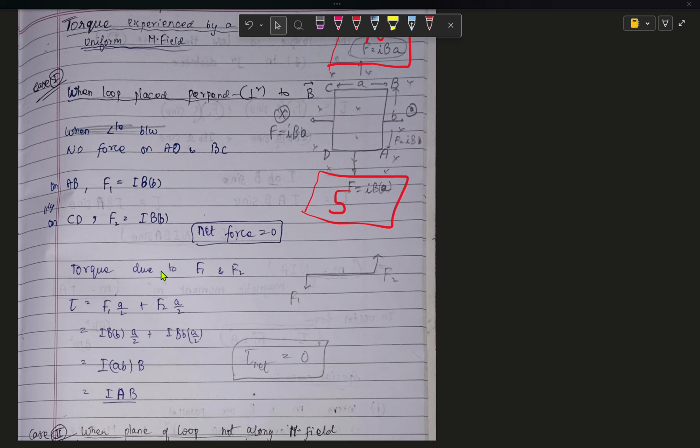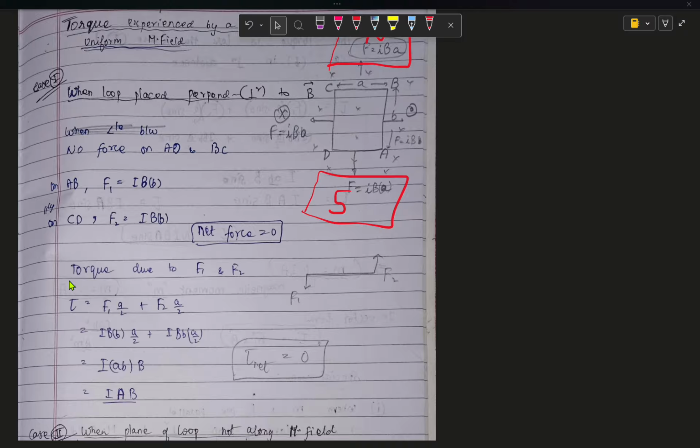But if any force is acting like this, and any force is acting like this, there will be some torque, right? Rotational force will be acting. So the torque formula is what? Force into the perpendicular distance from the point. For this center point, what is the value of torque? Force into the perpendicular distance. What is the perpendicular distance? This distance is half of A, A by 2. So F1 into A by 2 plus F2 into A by 2.